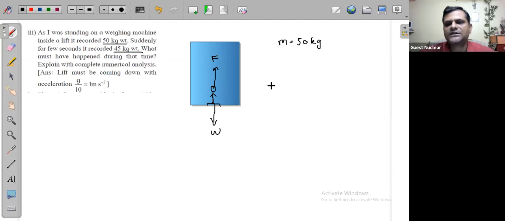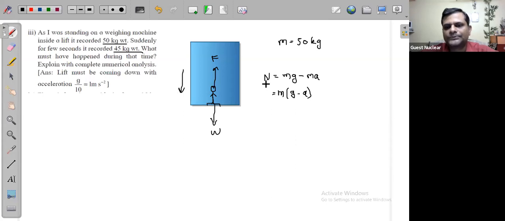And we already saw in the theory that when the lift moves in the downward direction, the pseudo force acts in the upward direction, and the normal reaction on the surface of the lift happens to be mg, that is the weight of the body, minus the pseudo force acting on it, that is m into a. So we can take this m common and get that the normal reaction is simply equal to m into (g minus a).